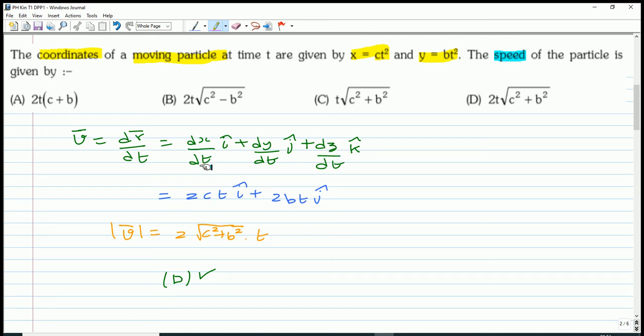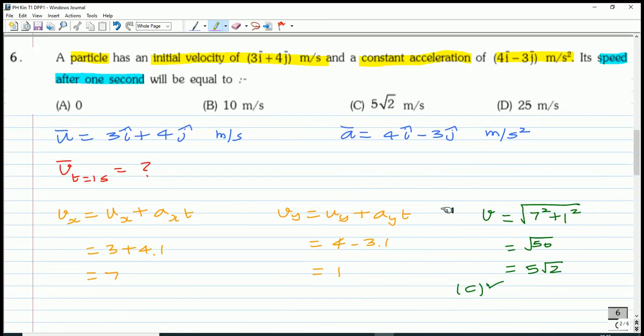Expressions of x and y are given in terms of t. So from that we get velocity as 2ct i cap plus 2bt j cap. Speed is the magnitude of the velocity vector. So that is equal to 2 times square root of c square plus b square, times t. So the correct option is option D. This is the next question.